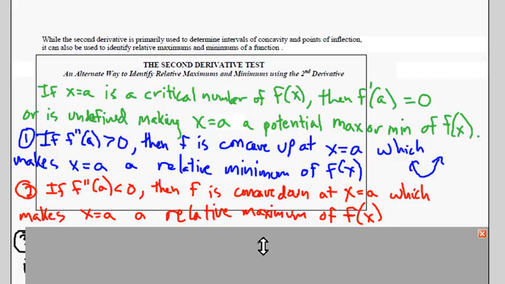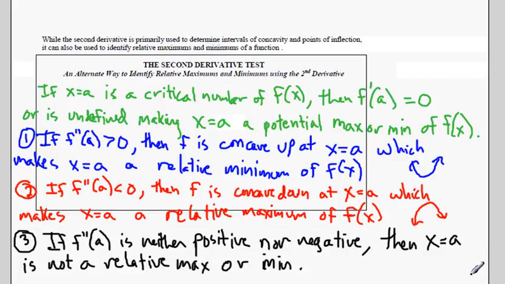If the second derivative at a is less than 0, then f is concave down at x equals a, which tells us the value x equals a is a relative maximum. That's an example of something that's concave down, and we have a maximum. And lastly, if the second derivative at a is neither positive nor negative, then x equals a is not a relative max or min. So that is the second derivative test.